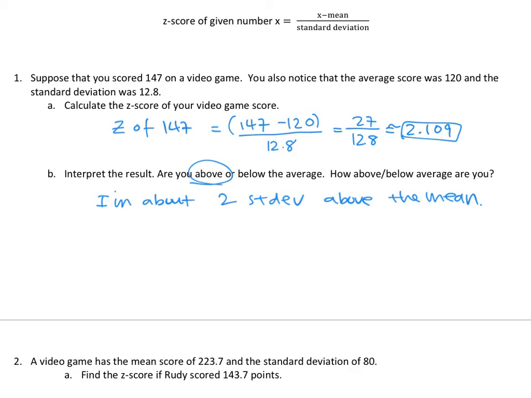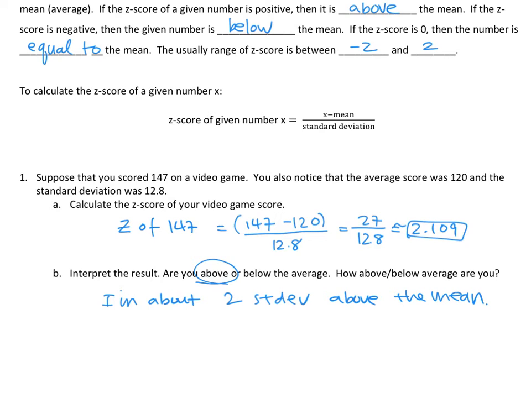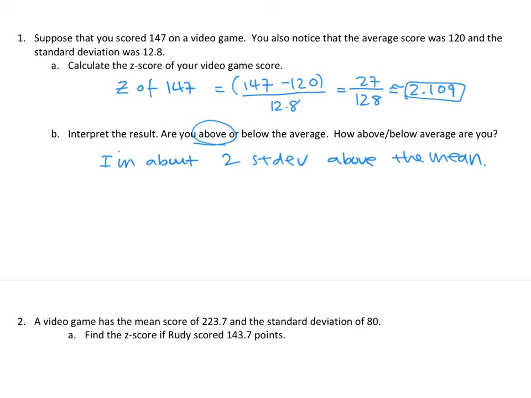So not only do I know I'm above the average, but I know I'm 2 standard deviations above the average. So that's a pretty good score. As I mentioned before, usually your z-score should come out to be somewhere between negative 2 and positive 2. Here we're slightly over positive 2, so that means it's pretty high up there. So that means that's a pretty good score.